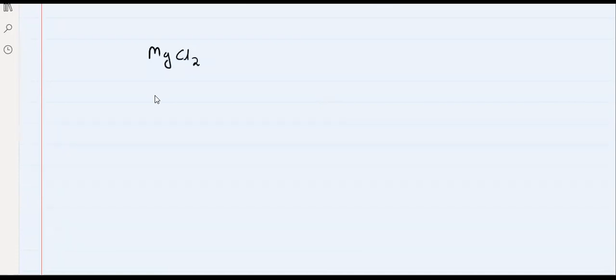MgCl2. Suppose this is a salt. Now, if this will dissociate, why is this different? Because it is present in a solvent in which it is soluble. Now tell me, what will be the product over here? Yes, it will be Mg2+ plus 2Cl-. Agree? Yes or no?